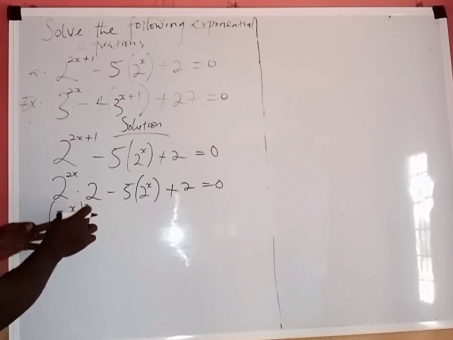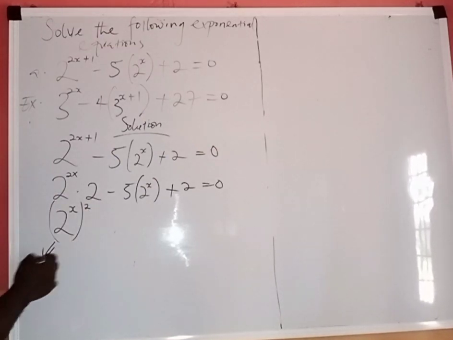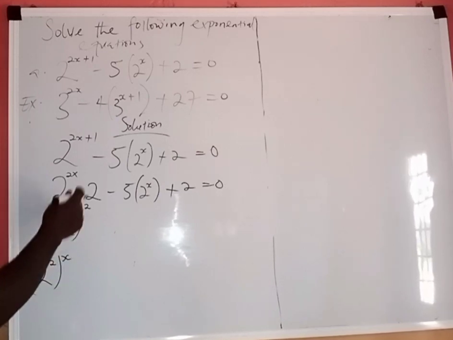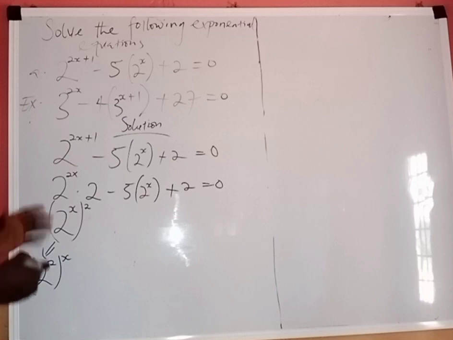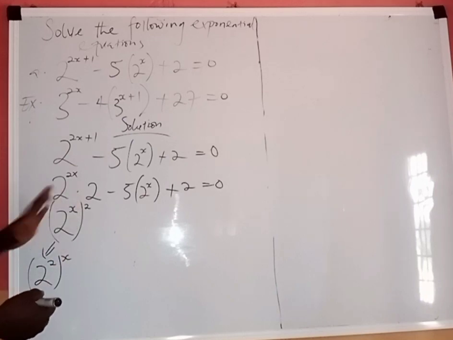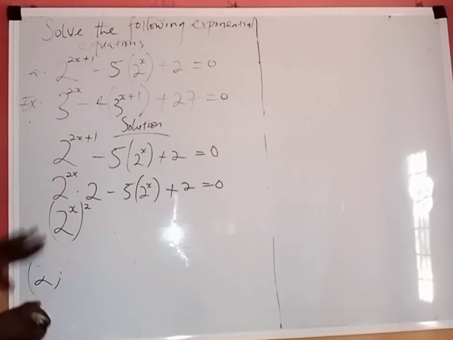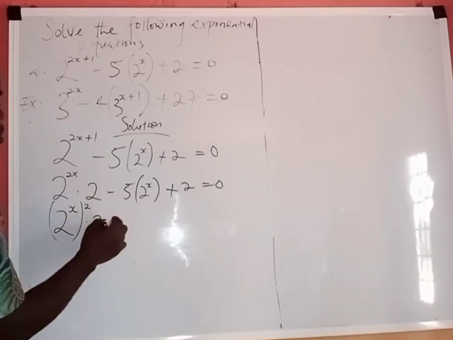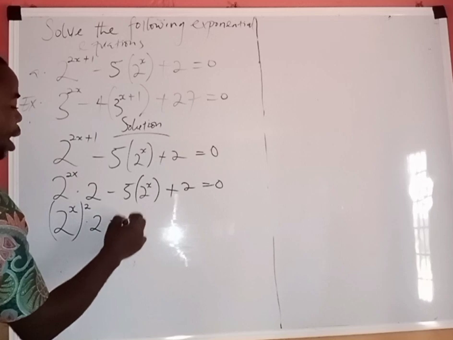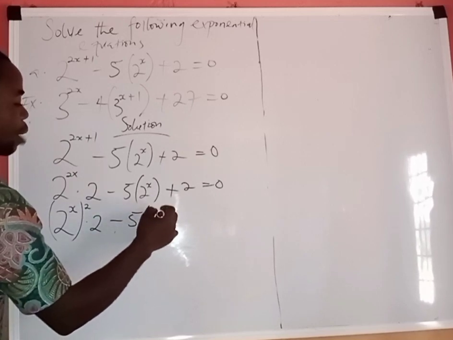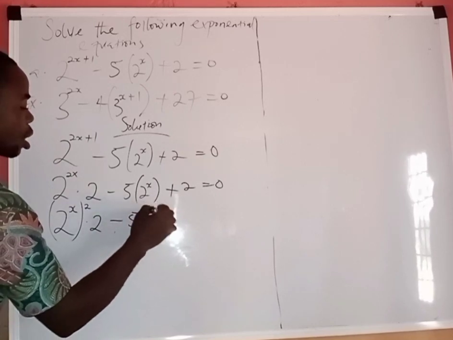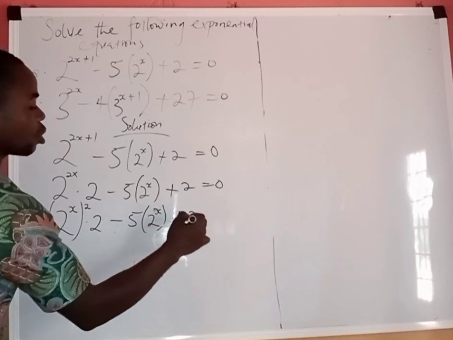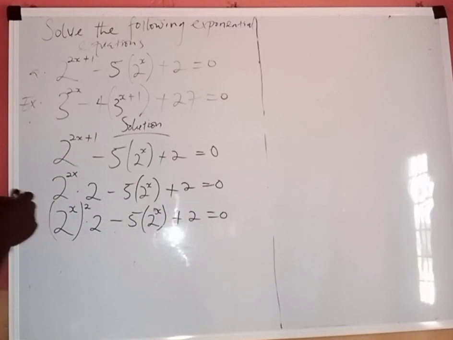Of course, you also know that we can write this as 2 raised to the power 2. It's basically the same, but for this case we are going to need this, and that is why I'm writing it. Now don't forget it's also being multiplied by another 2 right here, and this is minus 5 bracket 2 raised to the power x, plus 2, and it is equal to 0.